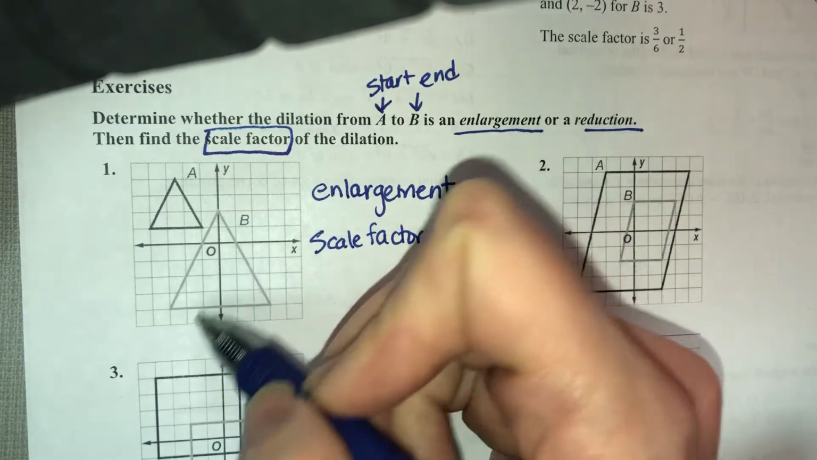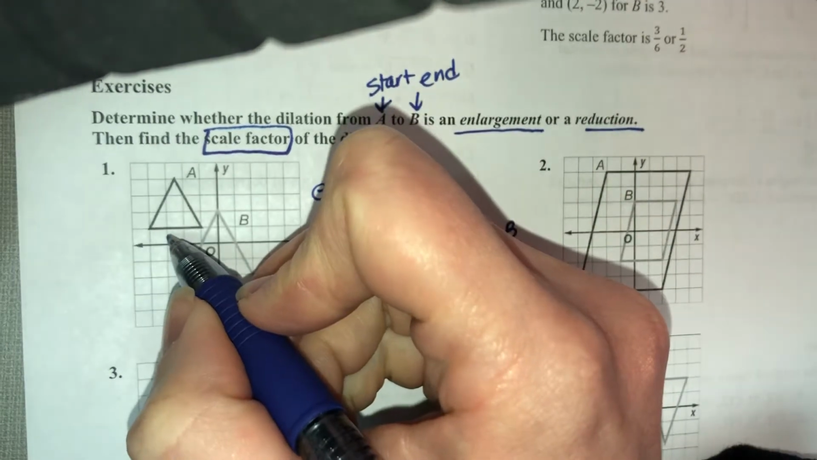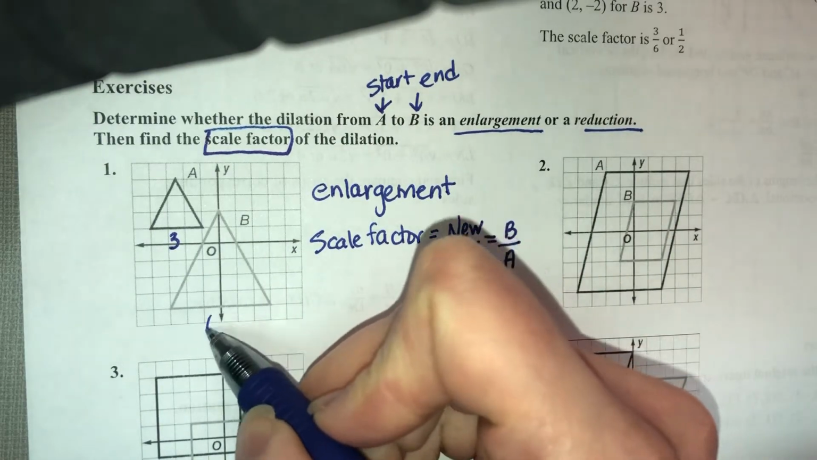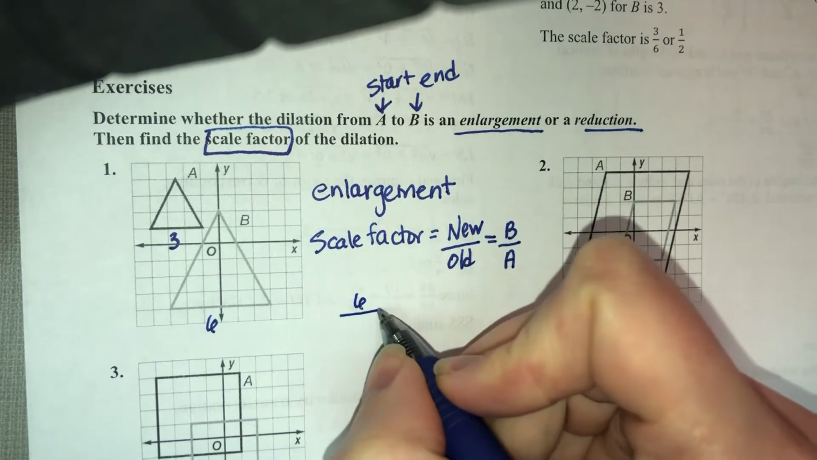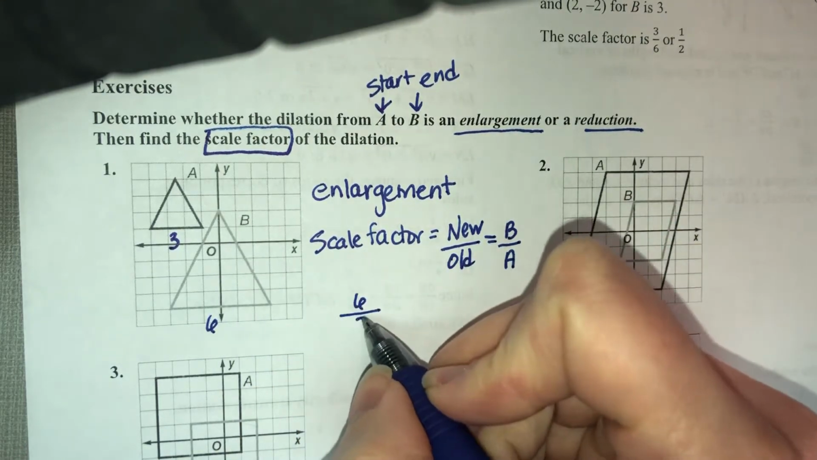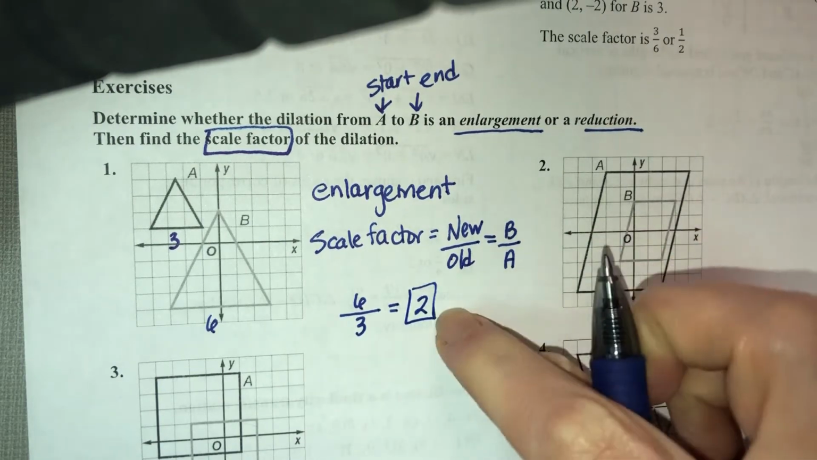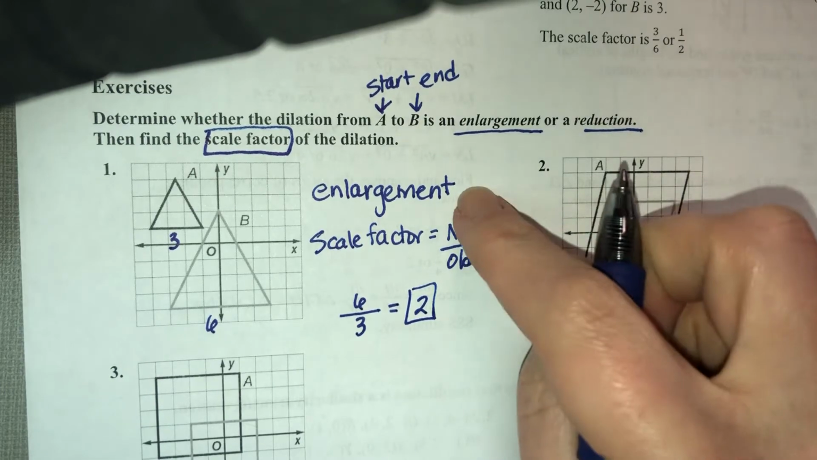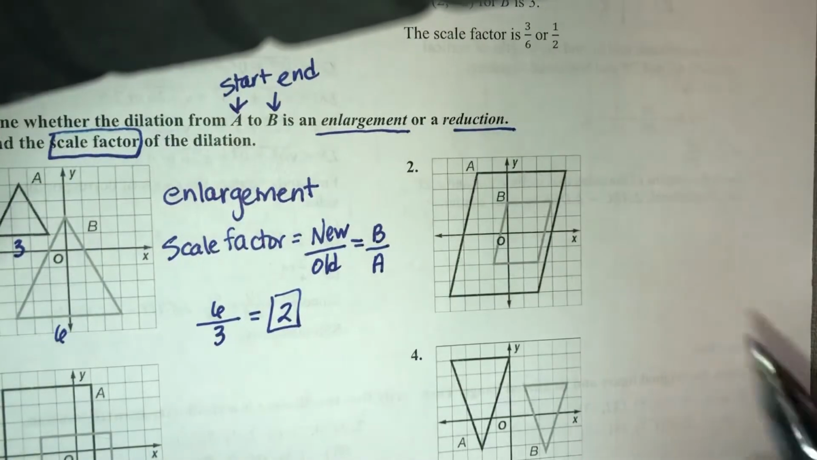So on this triangle, the easiest side to tell the length of is the bottom. The bottom of this one is 3, and the bottom of this one is 6. So if you do the new number, 6, which is on the B, divided by the old number, 3, this gives us a scale factor, which is 2. And this matches with the enlargement because the scale factor is greater than 1. That makes an enlargement.